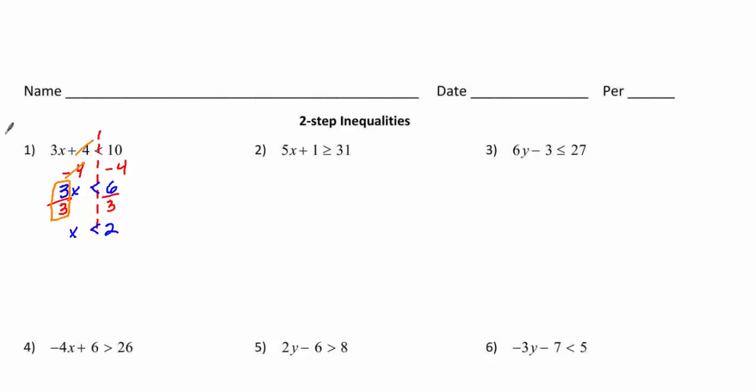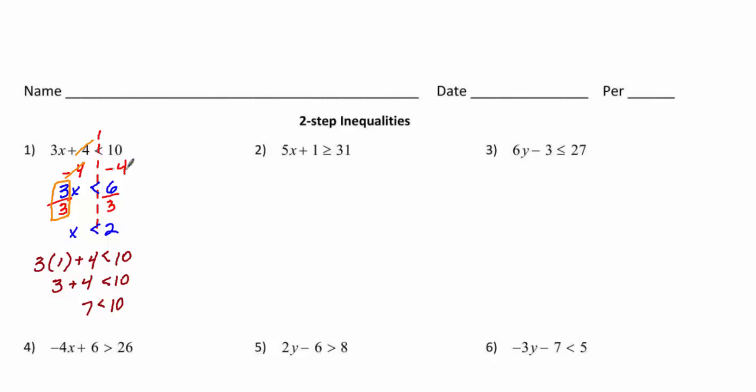And to check our work, we would go through and say, all right, let's take a number less than 2. Let's take the number 1. What if x were 1? Well, 3 times 1 plus 4, would that be less than 10? You bet. 3 times 1 is 3. 3 plus 4 is 7. And 7 is definitely less than 10.